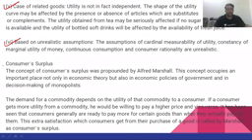Then consumer surplus. The concept of consumer surplus was propounded by Alfred Marshall. This guy is a well-known economist. This concept occupies an important place not only in economic theory but also in economic policies of government and in decision making of monopolists. The demand for a commodity depends on the utility of that commodity to a consumer. If a consumer gets more utility from a commodity, he would be willing to pay a higher price, and vice versa. If consumers are generally ready to pay more for certain goods than what they actually pay for them, this extra satisfaction which consumers get from their purchase of goods is called by Marshall consumer surplus.